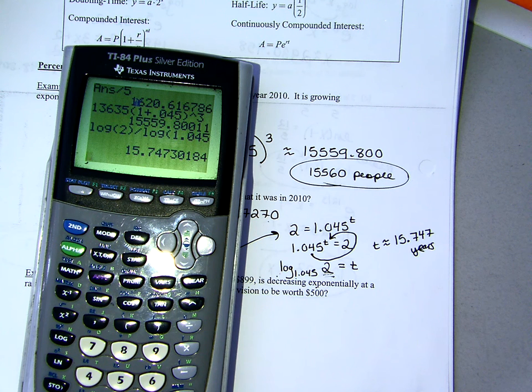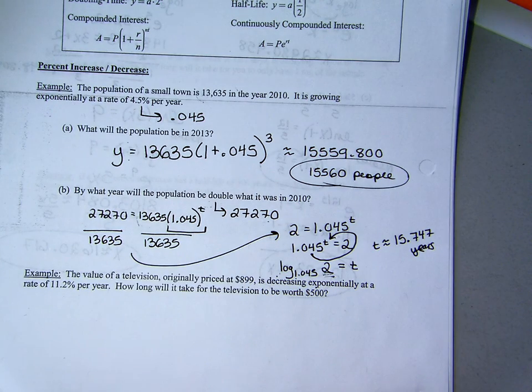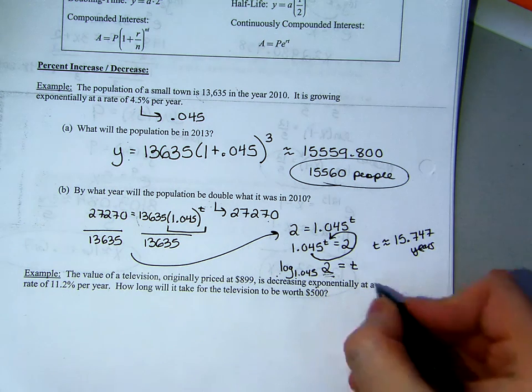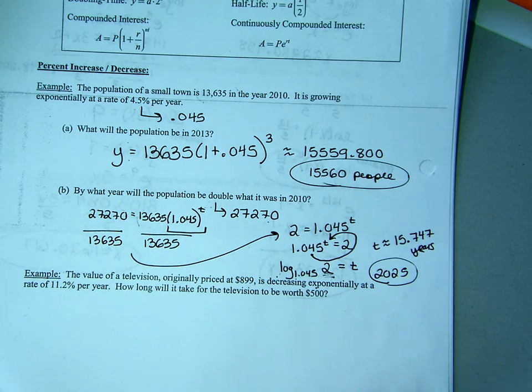Well, here's the thing. If I was asking you how long it would take, decimals are perfectly fine with years. However, it was asking in what year would this happen? In what year would that happen? 2025, probably closer to the end of that year. But we're going to go with 2025 because we were starting with 2010.